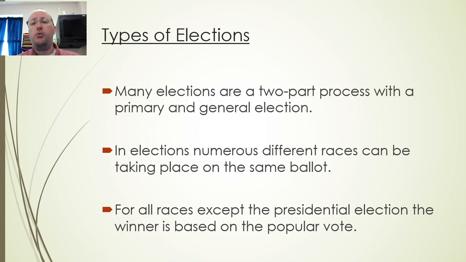When it says numerous races are taking place, you may be voting for president and members of the House of Representatives, and you may be voting for local people, the circuit clerk, and different things like that. So you may be voting on local elections, state elections, and federal elections all on the same ballot.